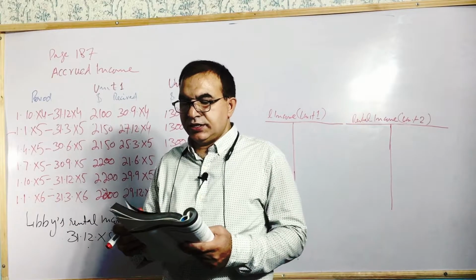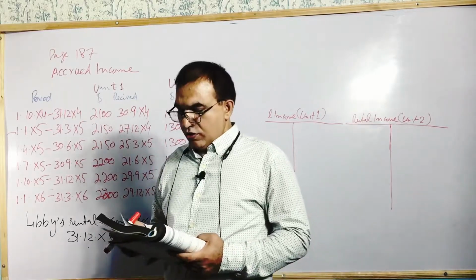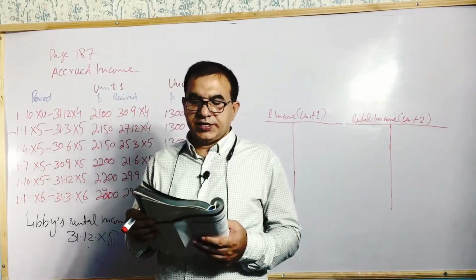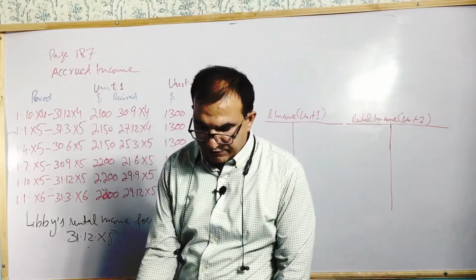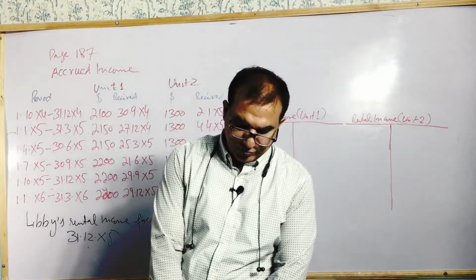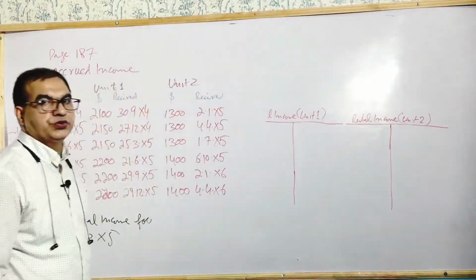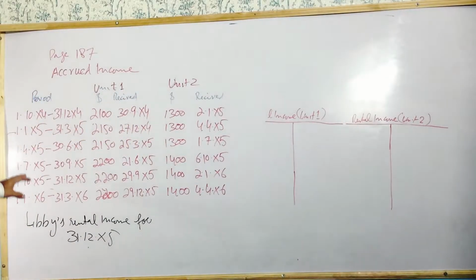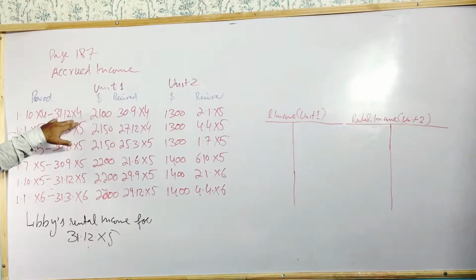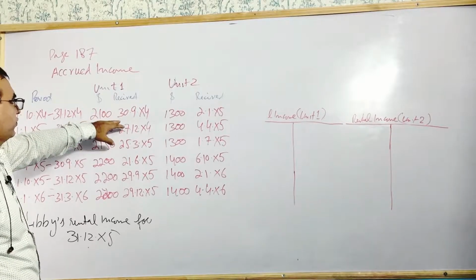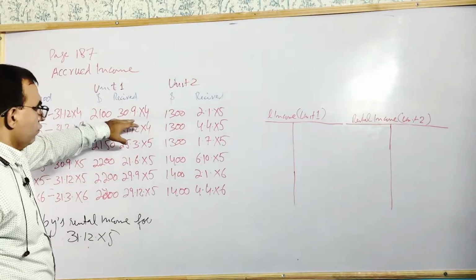What is Libby's rental income in the statement of profit or loss for the year ended 31st December? They have given actually a receipt book for rental for 2 units. Let's quickly go through it and then we'll solve it. The first payment relates to the period October to December 14, and for unit 1 it was received on 30th September 14.